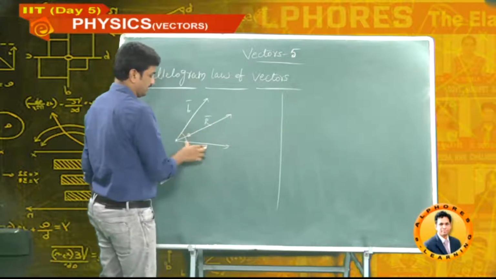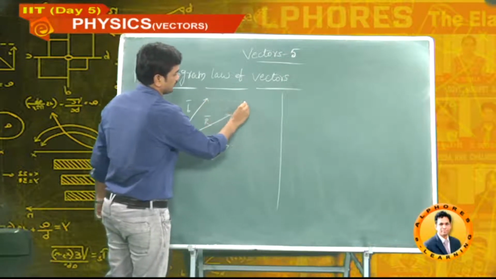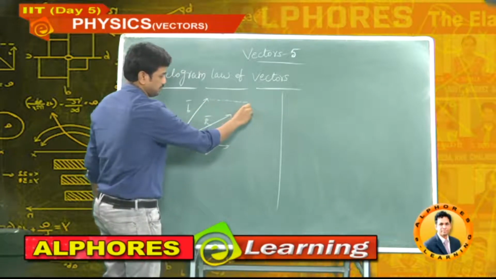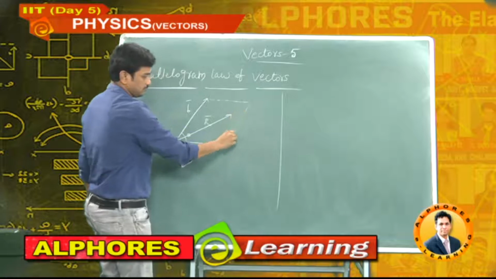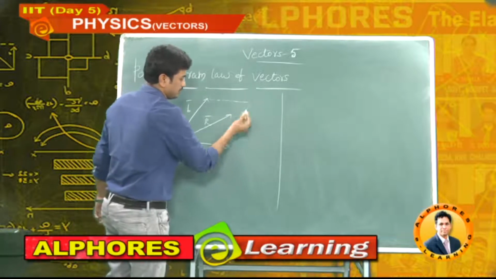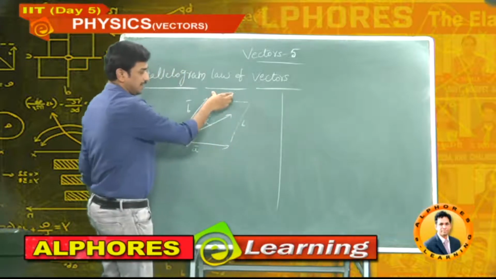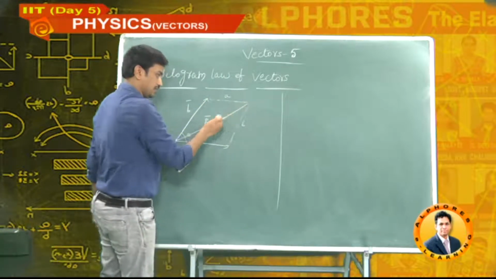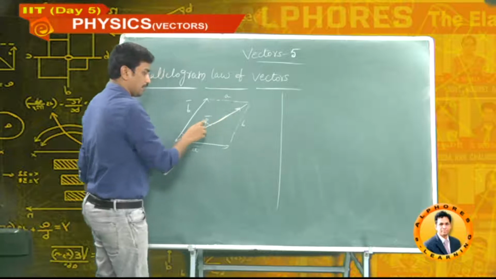So see here A, same A, B, this also B. A parallel A, B parallel B. Now this is the resultant R bar.